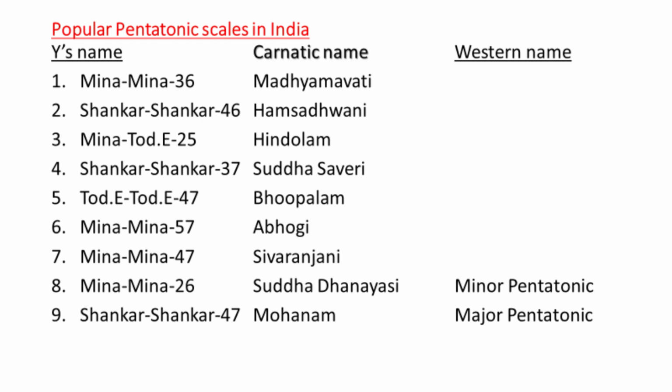Now I'm going to give you some of the most popular pentatonic scales of Carnatic music. I'll just say the name and see if you can figure out the notes in that scale. Minor minus 36. Next one is Shankar Shankar minus 46. Next one is minor toddy minus 25. Then Shankar Shankar minus 37. Toddy minus 47. Minor minus 57. Minor minus 47. Minor minus 26. Shankar minus 47, which we have already covered.